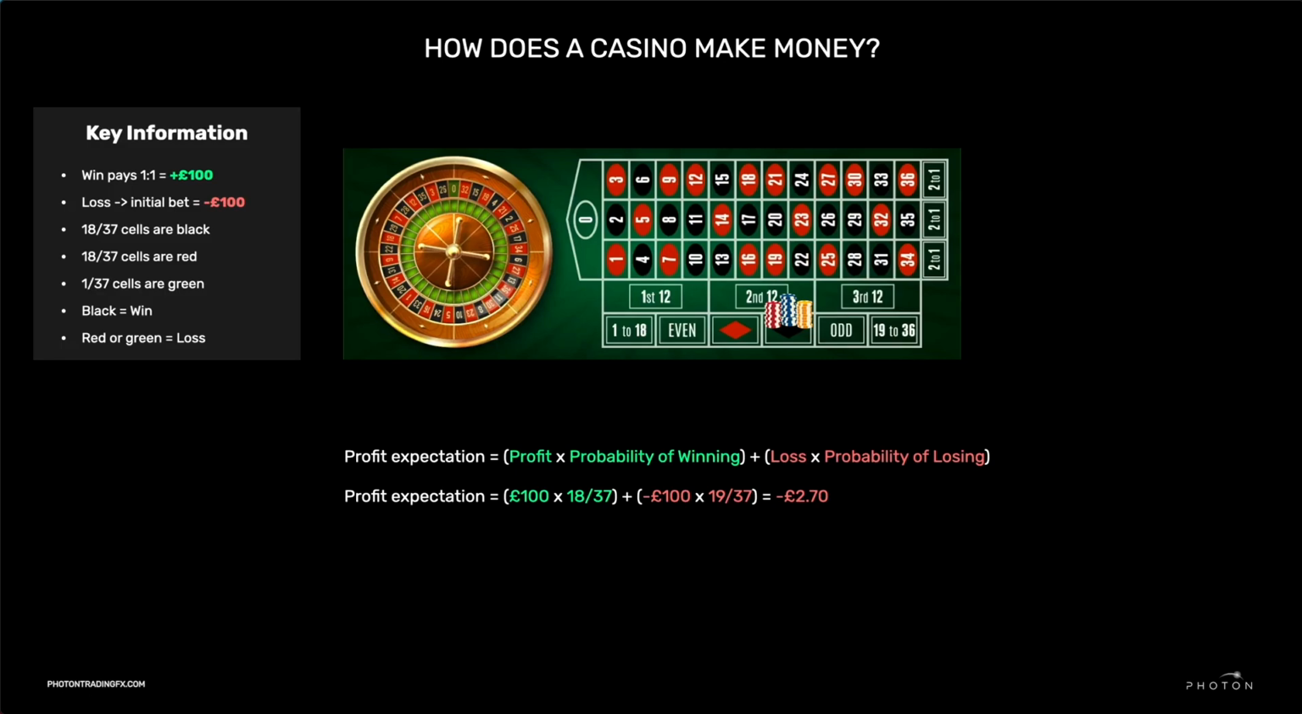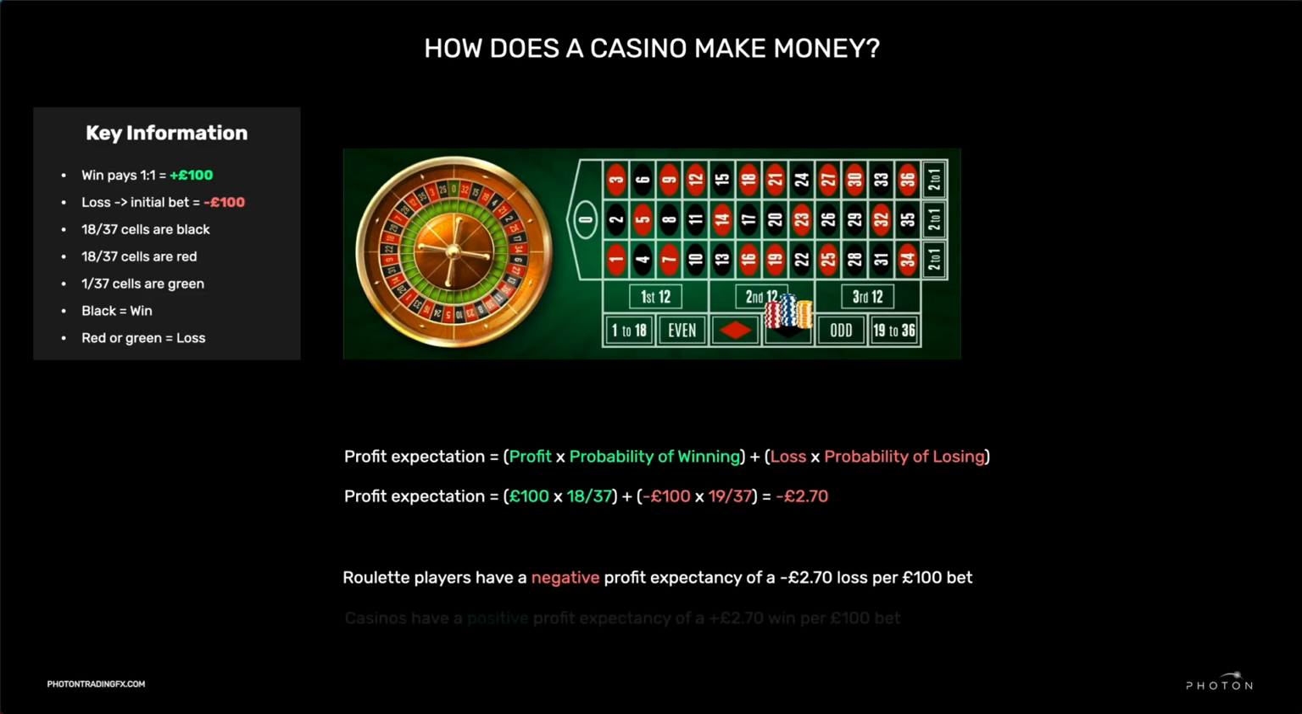So what that actually means is, as a roulette player, you actually have a negative profit expectancy of a £2.70 loss for every £100 that you bet. From the casino's point of view, however, they have a positive profit expectancy of £2.70 for every £100 that is bet. We obviously want to make sure that we are the casino, right, and not the roulette gambler.